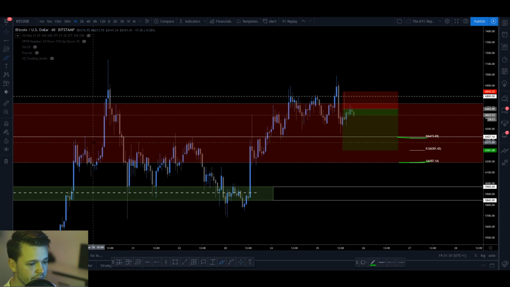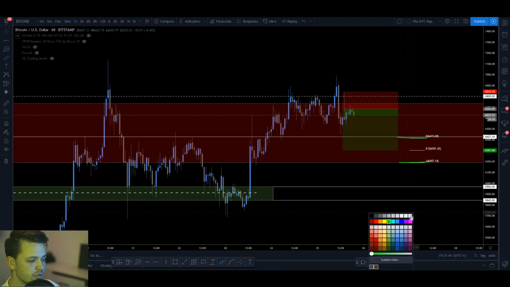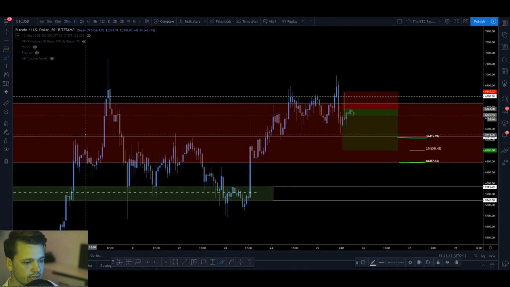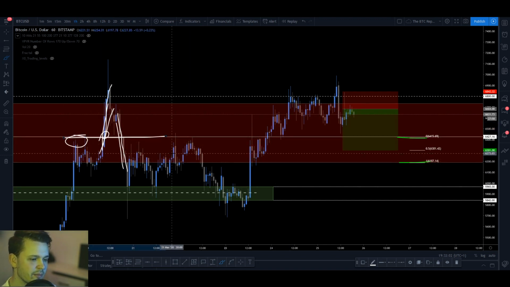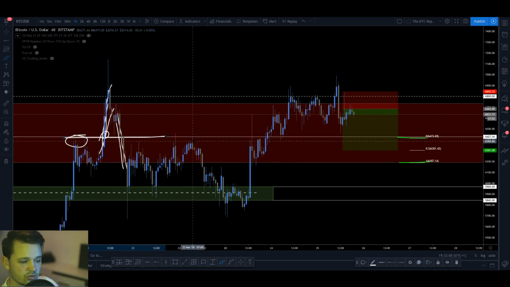I'm going to show you guys something here. Here we have resistance, breaking above, strong move, right? Then we're breaking down, strong move. When you see this type of action, breakout, breakdown, what does that tell you? Well, it tells me that this is an area of interest. So the next touch of this resistance, I want to short.